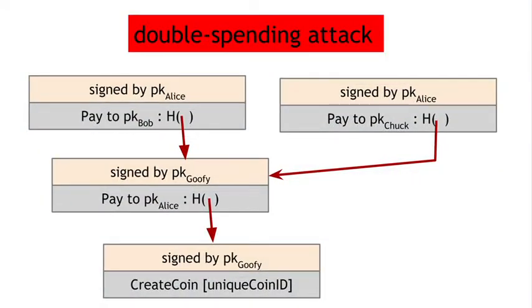This is called a double spending attack. It's called double spending because Alice is spending the same coin twice. And double spending attacks are one of the key problems that a cryptocurrency has to solve. Goofy Coin does not solve the double spending attack, and therefore Goofy Coin is not secure. So although Goofy Coin is simple and we understand its rules, it won't cut it as a cryptocurrency because it allows double spending.